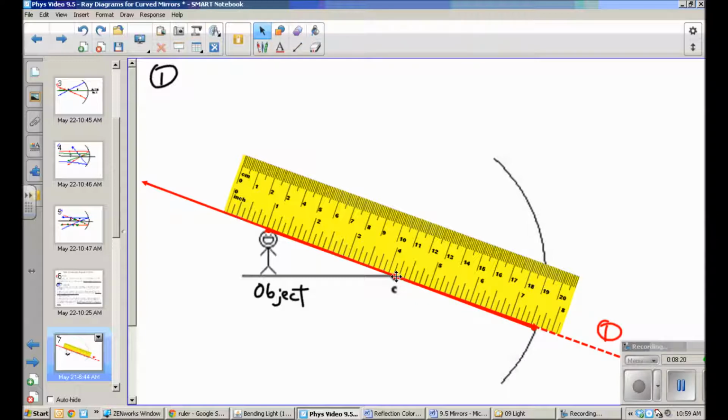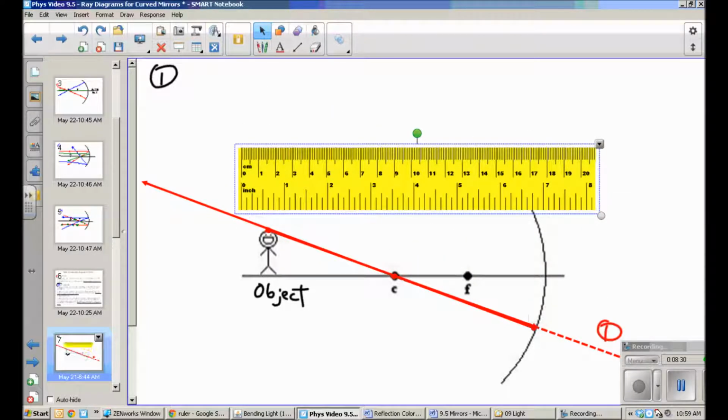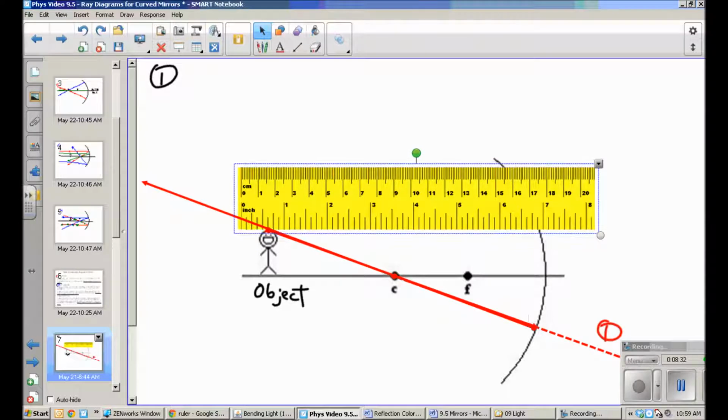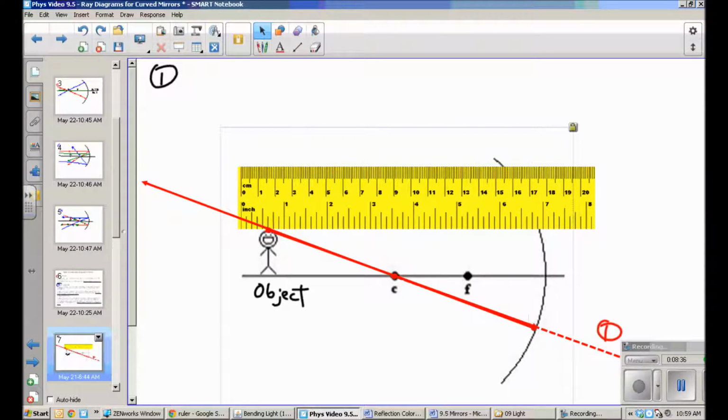Beam number 2 says parallel and then focal point. So I'm going to line up the ruler at the top of the object so it's parallel to the primary axis. It goes through the top of the object like that. Line up the ruler with the top of the object so it's parallel to the primary axis. Check. Now draw a ray that goes from the top of the object to the mirror. I'm going to do this one in blue.